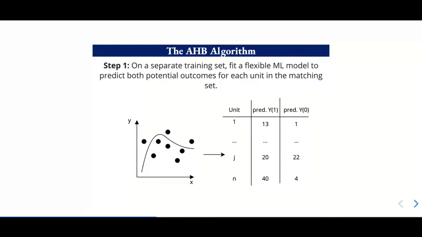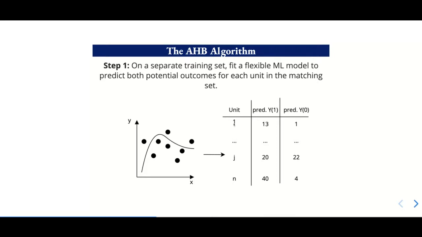So the first thing that we're going to do is divide our data into two different sets. There's going to be a training set and there's going to be a matching set. Ideally, the training set is a smaller subset of the matching set, and the matching set contains all the units that we would like to estimate treatment effects for. So on this training set, we're going to fit a flexible machine learning model to predict potential outcomes for each unit in the matching set.